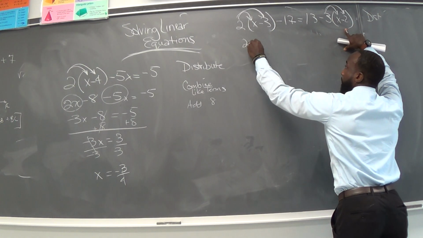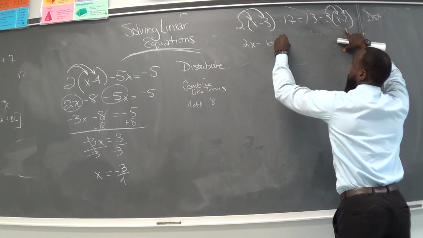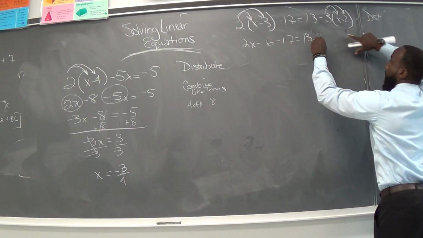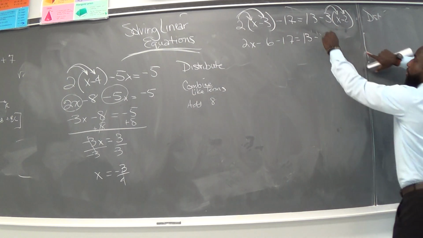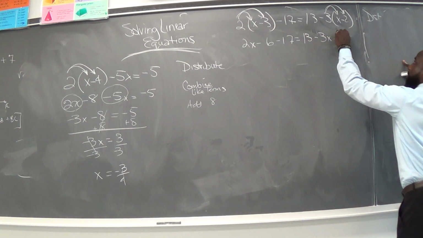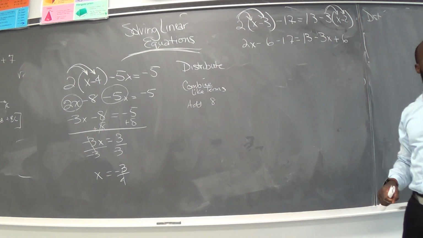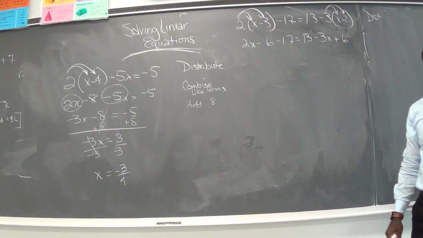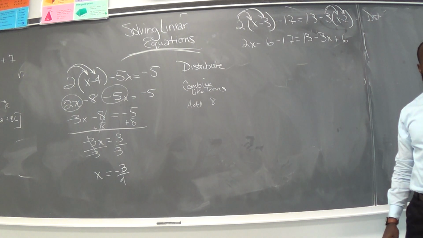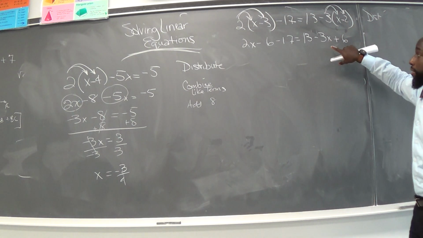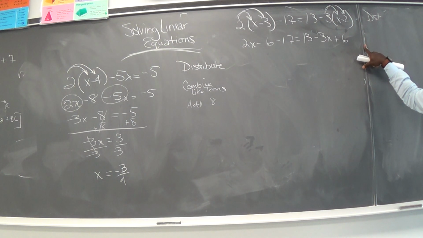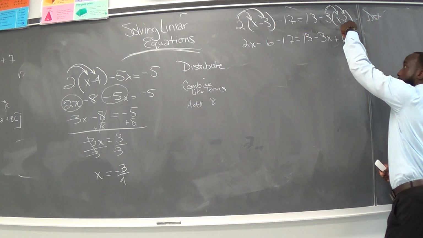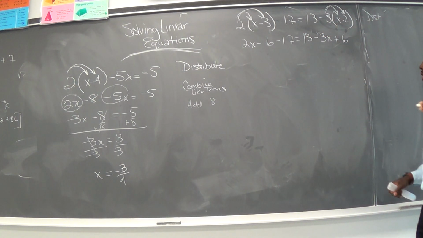2x minus what? 6 minus 17 equals 13 minus 3x plus 6. This don't work. Wait. Yes, sir. Never mind. You okay? Yeah. Okay, cool. Now, wait, hold on. So, do we change it every time? Ah, never mind. It's a negative times a negative equals positive. Yes, sir. Exactly.